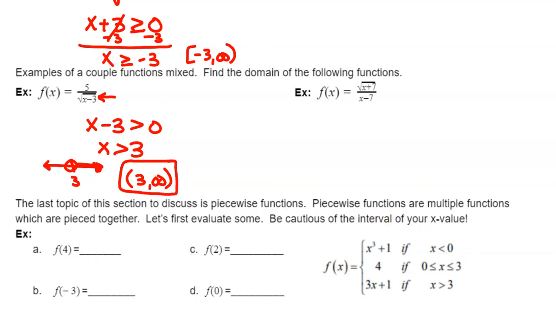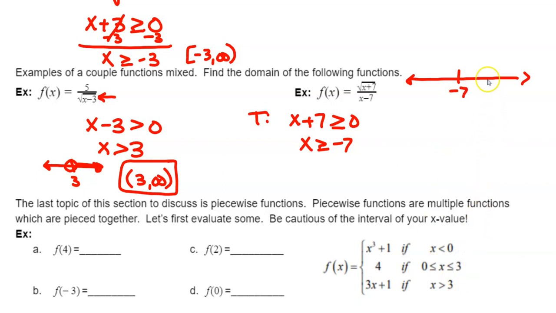We have to take care of that, okay? So for our radical on the top, we have to ensure that x plus 7 is greater than or equal to 0. It has to be positive. So in order to solve that, x is greater than or equal to -7. If I were to graph that, I would put -7 there, and I would have to make sure that I'm greater than or equal to that. So I want all the numbers that are bigger than or equal to -7.